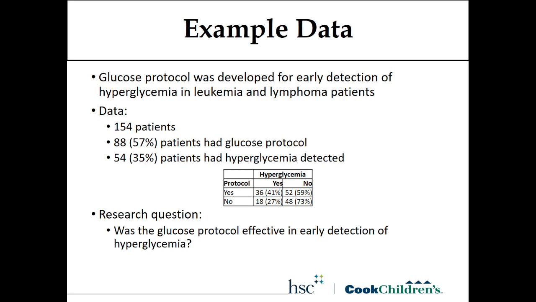The question is, was the glucose protocol effective in early detection of hyperglycemia? This is the research question. Here are some challenges. If it's more effective in detecting hyperglycemia, we might expect that those under the protocol group are more likely to have hyperglycemia diagnosed, which is what we're seeing with that trend, 41 versus 27%. But that's a little bit limited in the fact that not everybody's going to have hyperglycemia. So that's a limitation there.